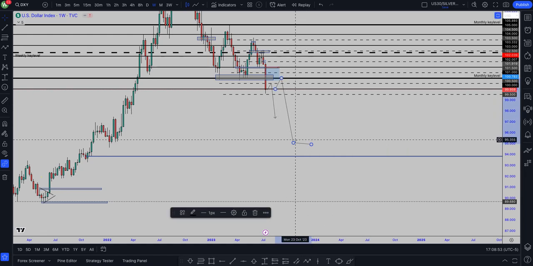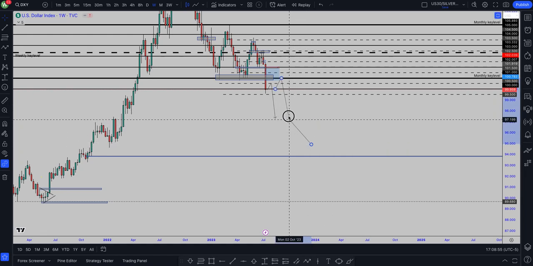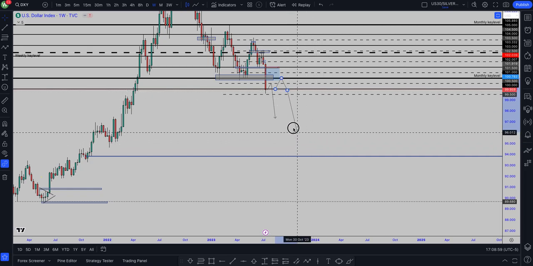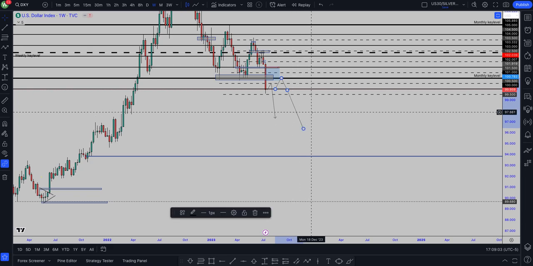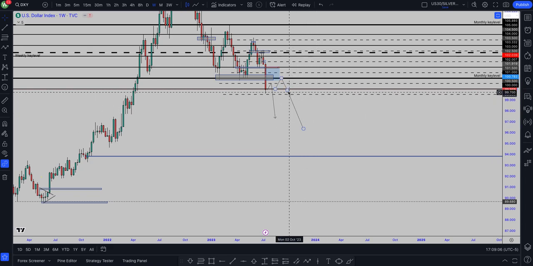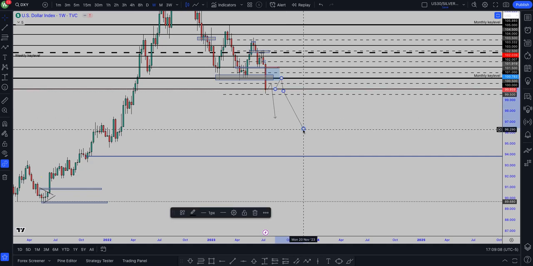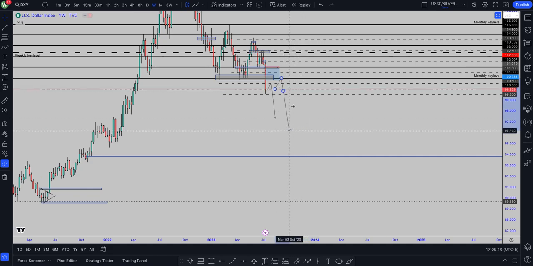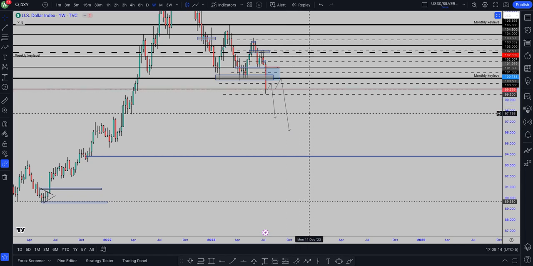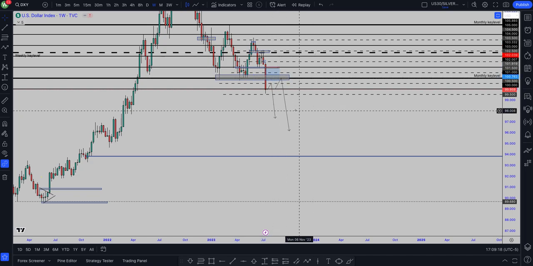Yeah, this one was false. Okay. So we can see something like this happen. So we can see this. So we can see something like this happen. We can see the market potentially go back here.